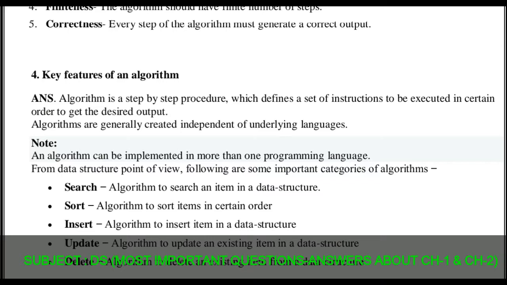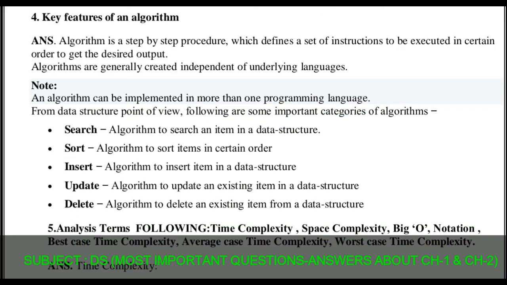From the data structure point of view, the following are some important categories of algorithms: search, sort, insert, update, delete. Search is an algorithm to find an item in a data structure. Sort is an algorithm to sort data in a certain order, or items instead of data. Insert is an algorithm to insert an item in a data structure, update updates an existing item in a data structure, and delete is an algorithm to delete an existing item from a data structure.